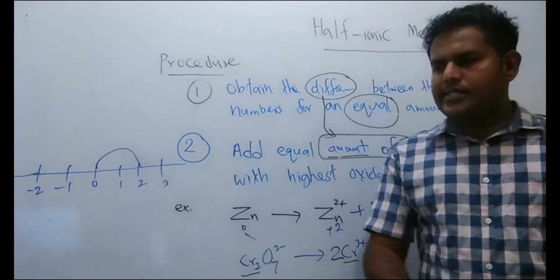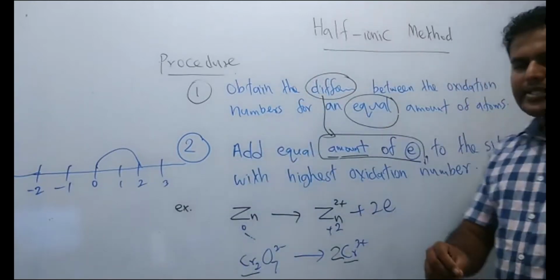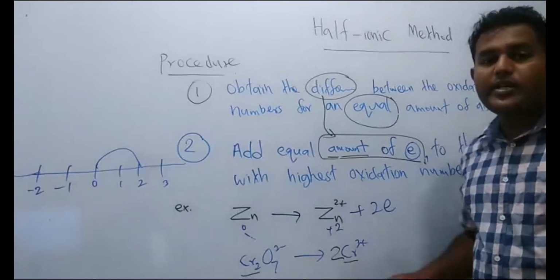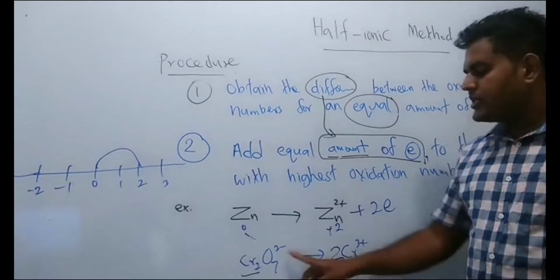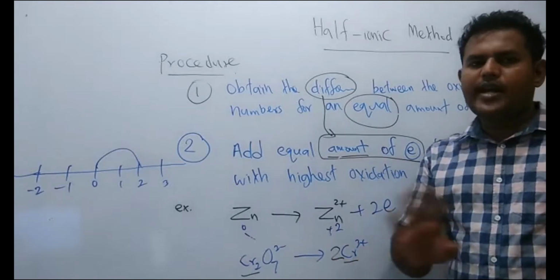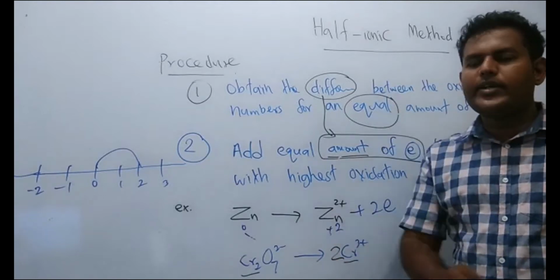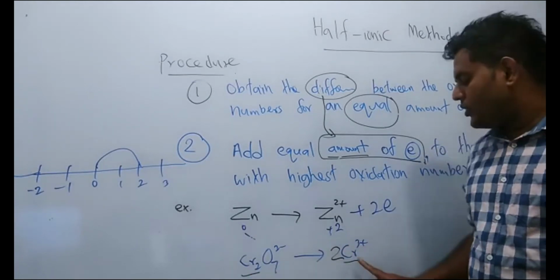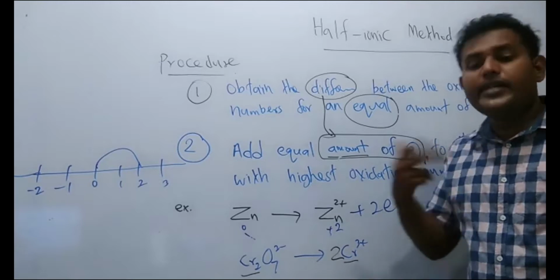When we are balancing, definitely we have to balance the species which is undergoing oxidation or reduction. I mean the atoms. No need to balance oxygens here. But you know chromium is undergoing reduction here. So in this side you have 2 chromiums. This side you have 1 chromium. First of all, make it 2.